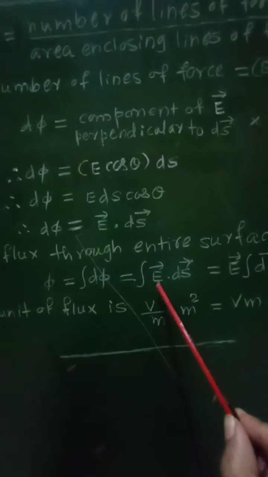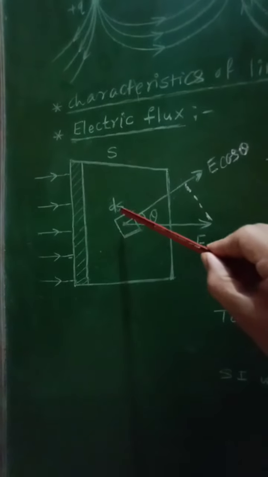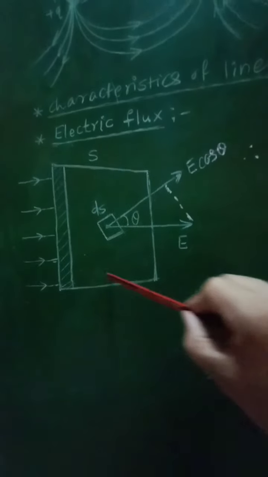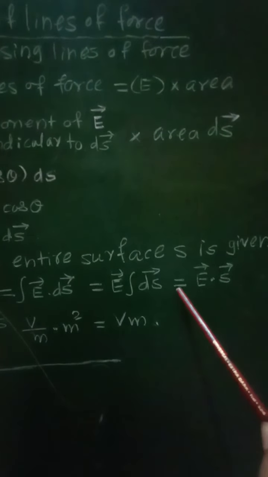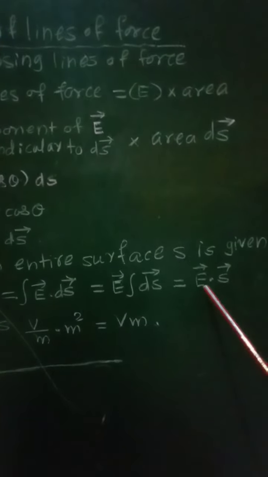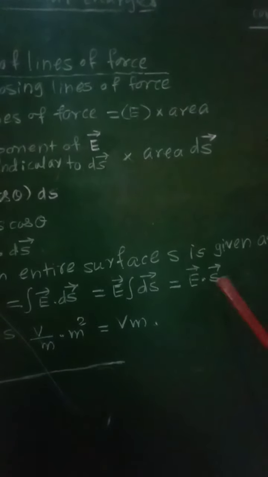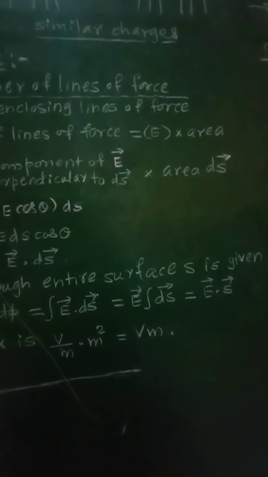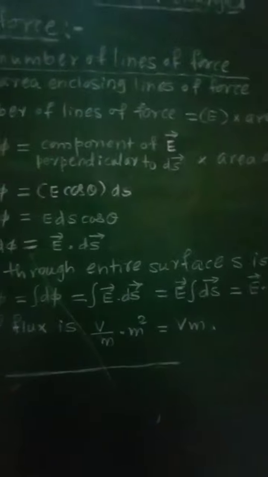Electric field intensity E is constant, therefore it is taken out of the integration, giving vector E integration ds. Now the integration of ds, that is the sum of all these ds enclosed by this surface S, will be equal to vector S, and therefore we can write phi equal to vector E dot vector S. So this expression represents the total flux passing through the entire surface area S.